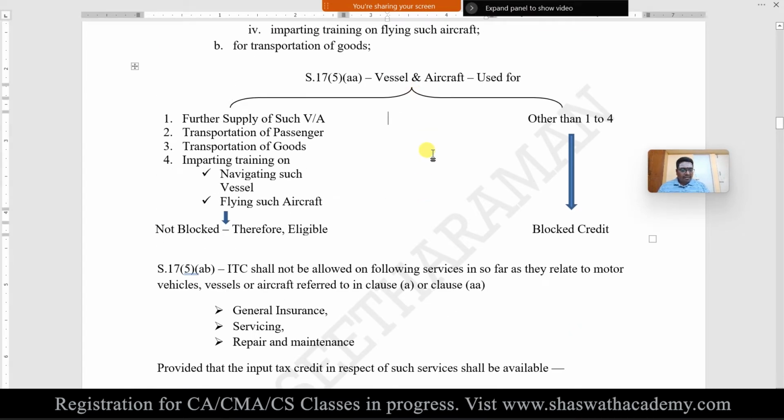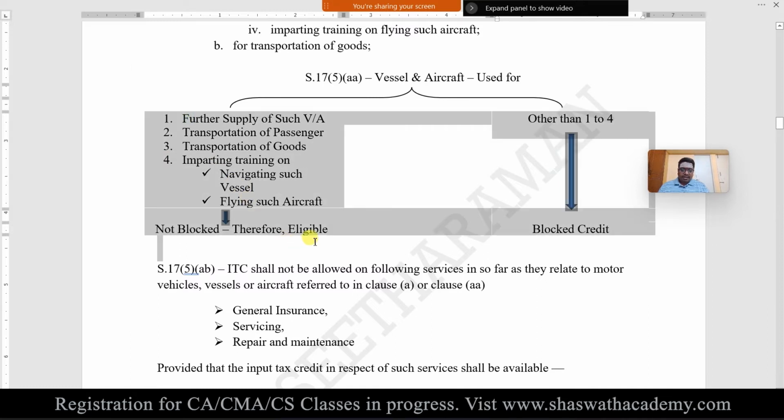See, now having explained how the chart works, going forward I'll explain only the charts and you guys have to run with me, and then you have to revise and upgrade yourself. Vessel and aircraft. Look at this, my dear. If it is used in further supply, or for the transportation of passengers, or for the transportation of goods, or used to teach how to drive, fly or navigate, then it is eligible. It is not blocked. Other than the said purpose, if you use it, then it is blocked. If you use it for the said purpose, then you are eligible.